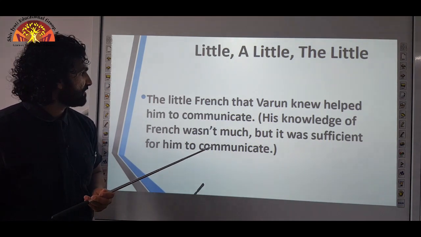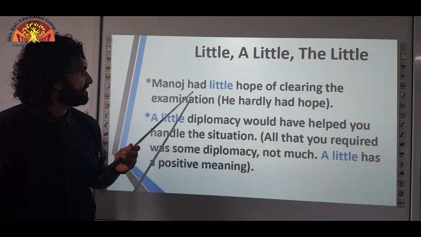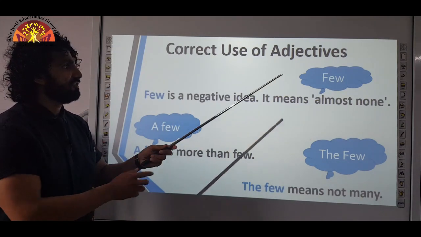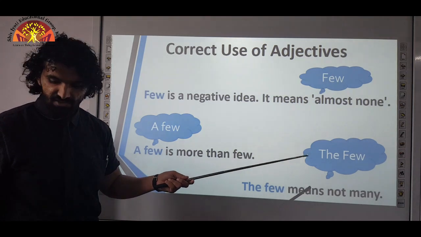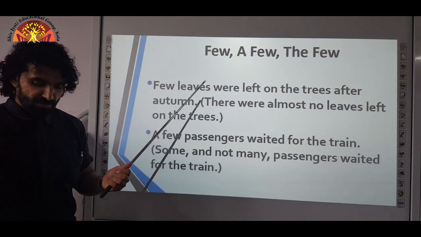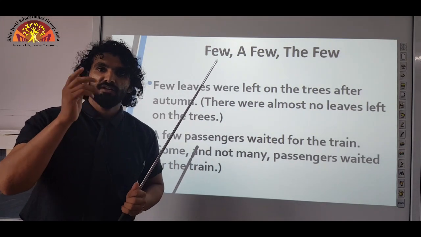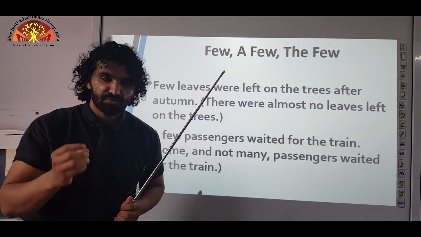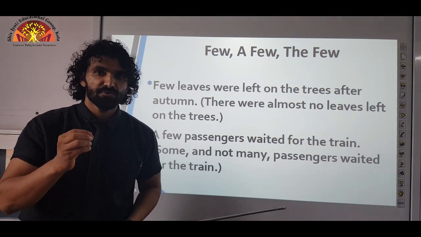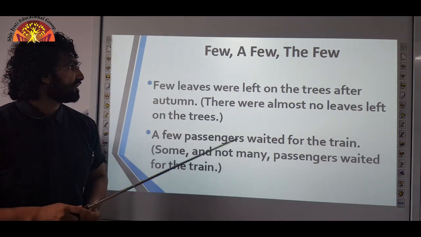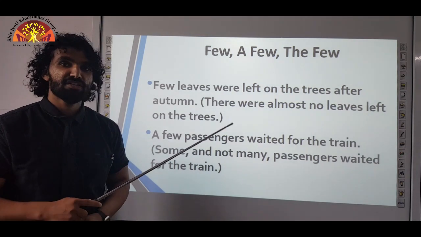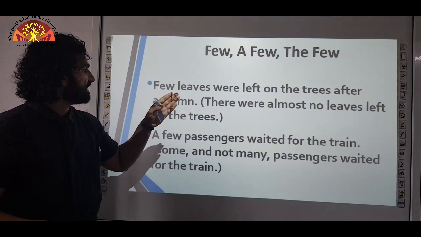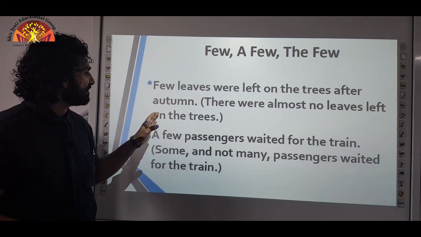For positive things and positivity, a little. And for negativity, little. The same goes in this case: few, a few, and the few. Negativity, positivity, and certainty. One major difference you should know: little, a little, the little are for uncountable things. Few, a few, the few are for countable things. Okay, can you count leaves? Yes, you can. But can you count intelligence? No, you can't. Few leaves were left on the trees after autumn. There were almost no leaves left on the trees.